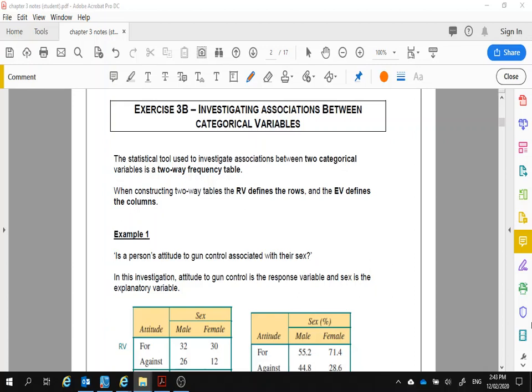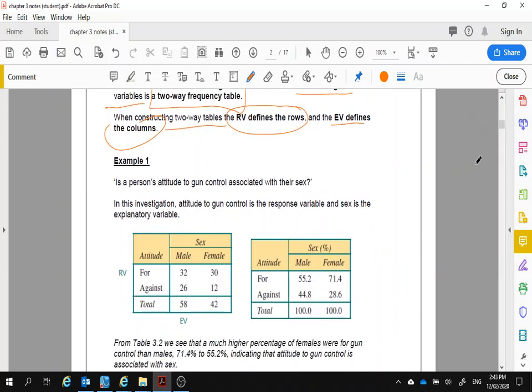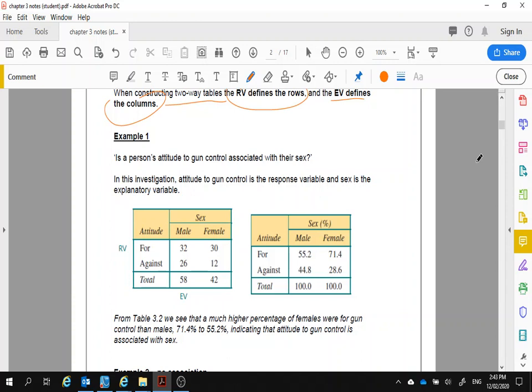We're investigating associations between categorical variables here. Now, if you've got two categorical variables, the best way to do it is to use the two-way frequency table. When we construct the two-way tables, the rows are the RV and the EV is the columns. Example 1. Is a person's attitude to gun control associated with their sex? In this investigation, attitude to gun control is the response variable, there it is there, and sex, there it is there, is the EV, the columns.